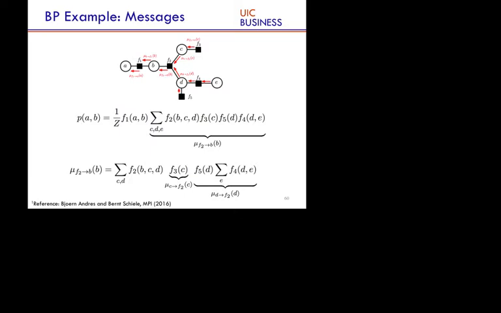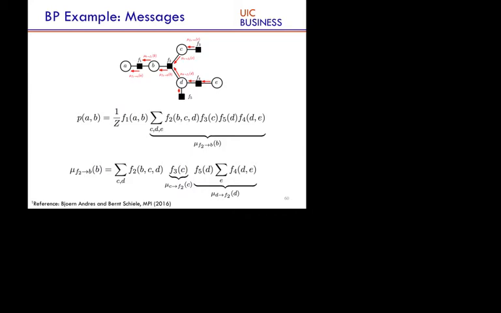So I just rewrote the new function nu of f2 to b of b. What I did is I moved the summation over e, because the first three terms don't involve e, all the way to the last term, right? Very reminiscent of variable elimination. Very straightforward.